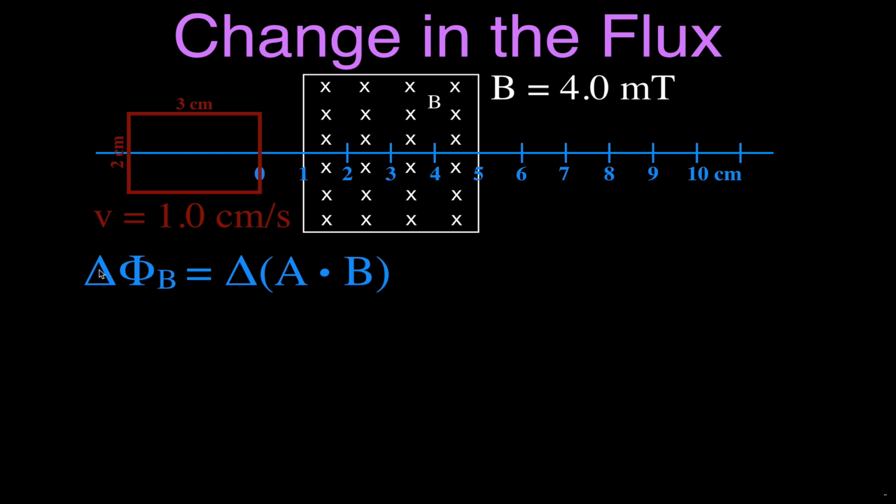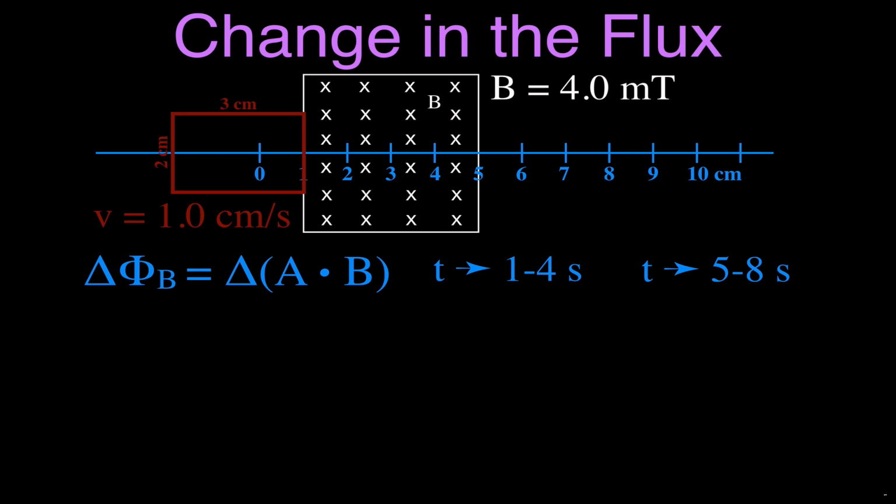The change in the magnetic flux is equal to the change in the area of the coil times the magnetic field. Now we know that there was only a change from 1 to 4 seconds and 5 to 8 seconds. So those are the only times we need to calculate the change in the flux and then the induced voltage. Now, at the beginning of 1 second, right when it starts to enter, there's no magnetic flux.